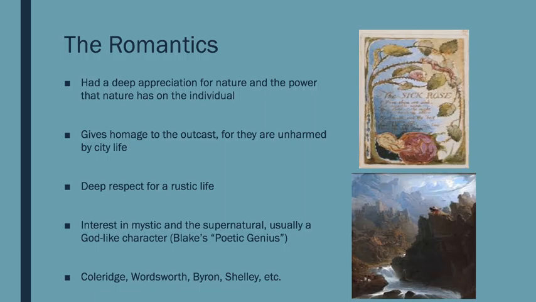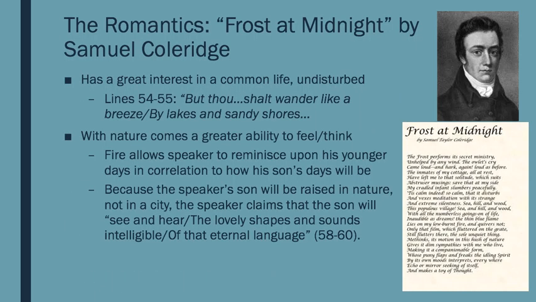But specifically today, what we're going to focus on is a poem by a Romantic poet and writer named Samuel Coleridge. Now, Coleridge was close with Wordsworth as well. At one point in his life, they lived next to each other, and they were appreciating this rustic life together. So, in Frost at Midnight, why is Frost at Midnight a Romantic era poem?